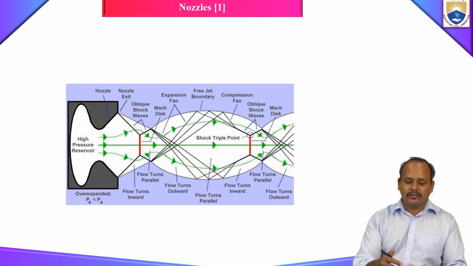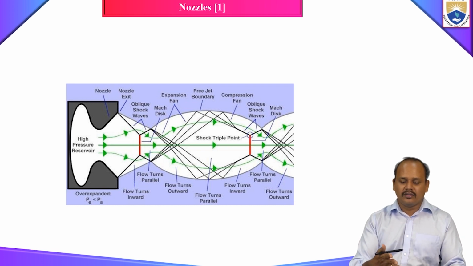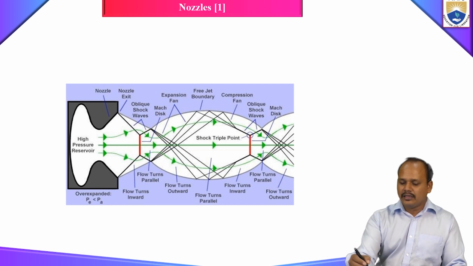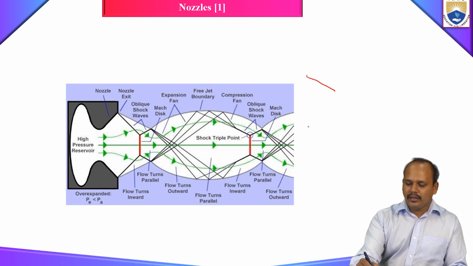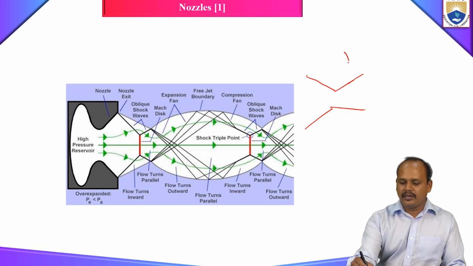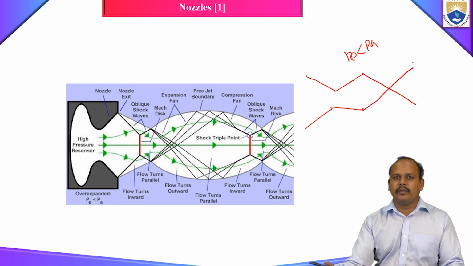How does this compression wave or expansion wave continue to go and form the shock cell pattern? That's what we are going to see in this section. Okay, so let's take an over-expanded case. For the over-expanded case, I said your PE is less than your PA. So to compensate for that, you will have the formation of an oblique shock wave.